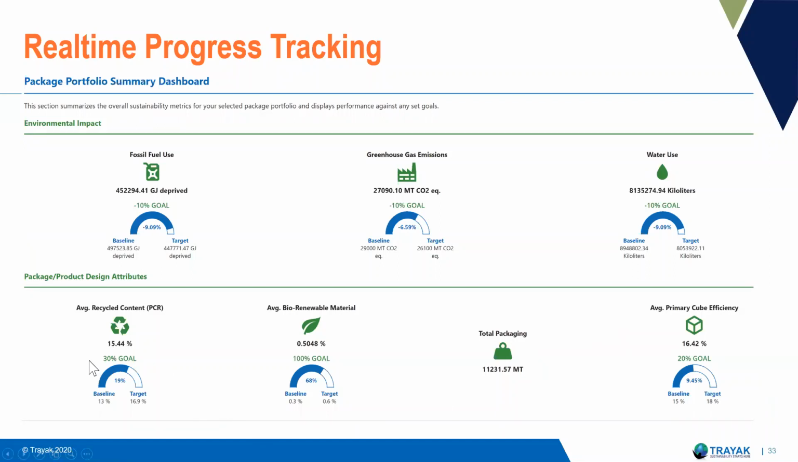And so every time I run a roll-up report, it's really tracking against my PCR goal, average biorenewable material, and cube efficiencies. And you'll see some of these are SCORE attributes and some of these are the life cycle assessment attributes. So it really just gives you a picture of how am I doing, how am I progressing towards my sustainable packaging CSR overall 2025 goals.